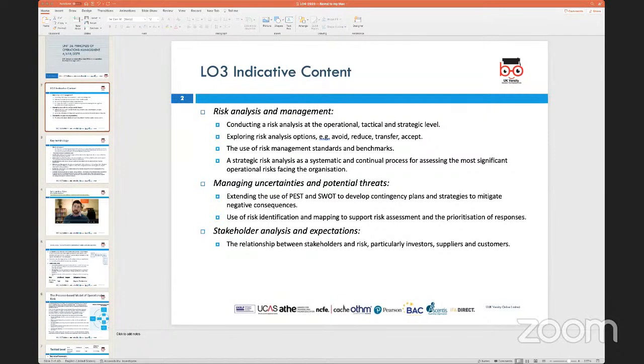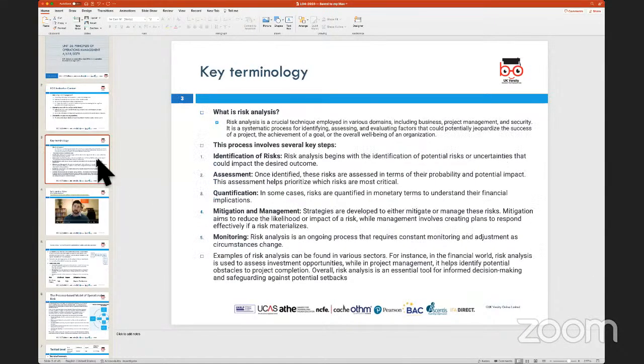So here, we're going to basically look at the 3 different categories of risks that we are going to look at, and these would be operational, tactical, and strategic. Now, let's get into it by understanding some of the key terms that are going to repeat again and again when we discuss, obviously, this particular learning outcome.